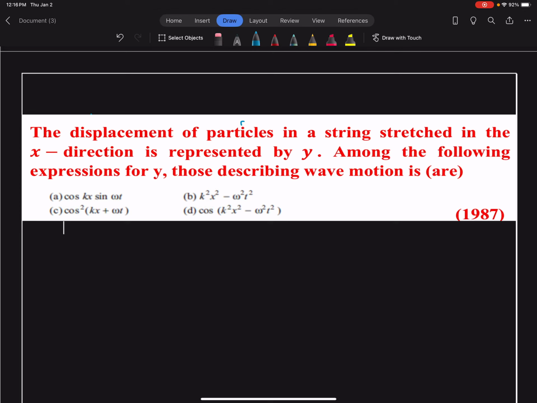Hello friends, in today's question, the displacement of the particles in a string stretched in x direction is represented by y. Among the following expressions for y, those describing wave motion are.